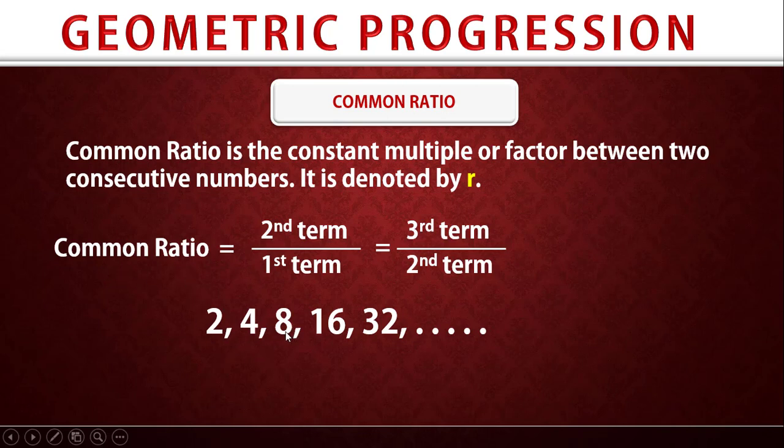If we do the same thing with 8 divided by 4, that's the third term divided by the second term, we still get the same constant multiple. If we say 16 divided by 8, that's the fourth term divided by the third term, we still get 2. And if we say 32 divided by 16, we're still going to get the same 2. So the common ratio R is 2.